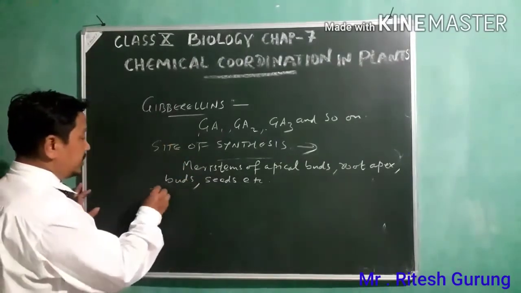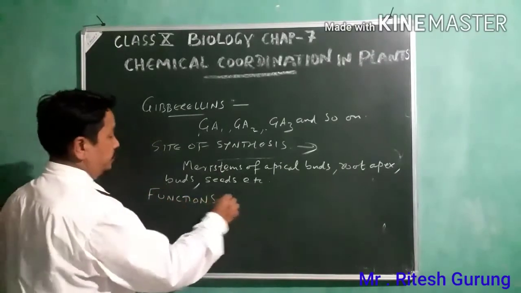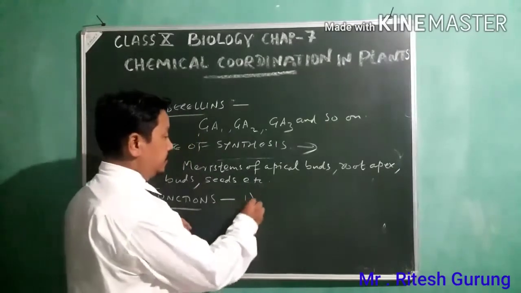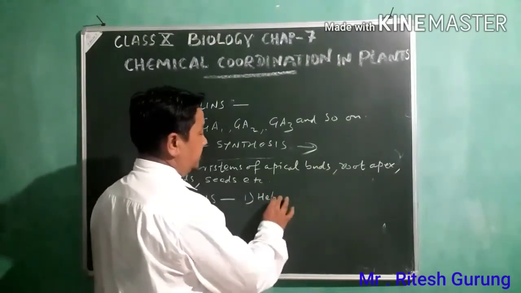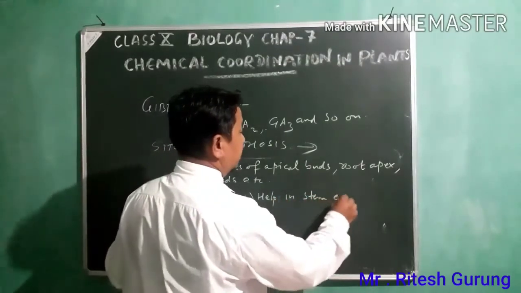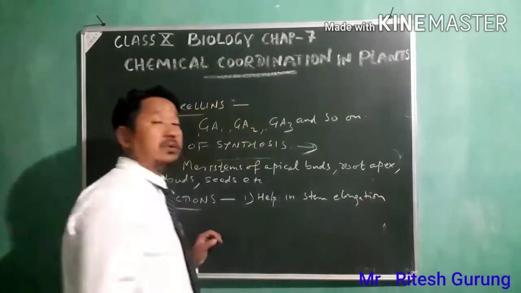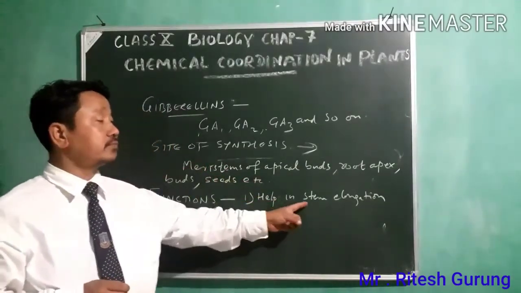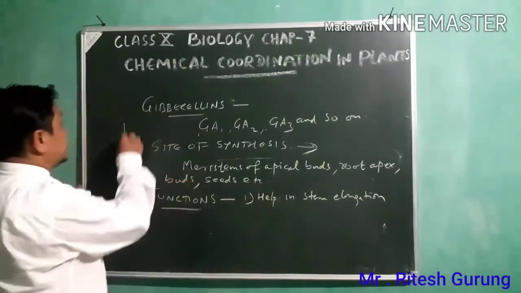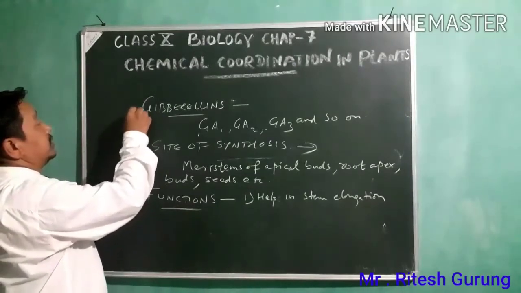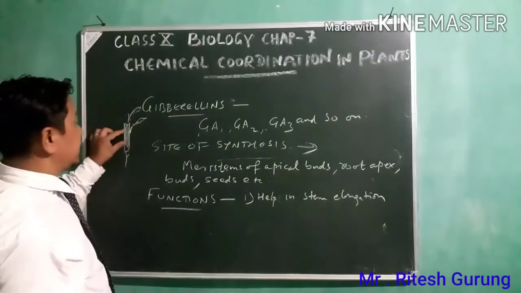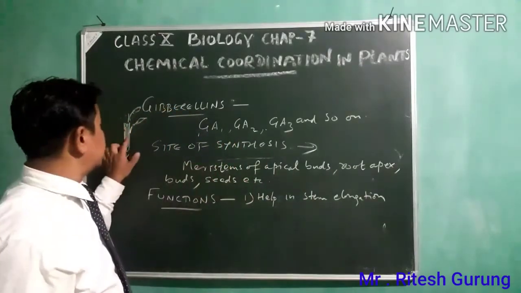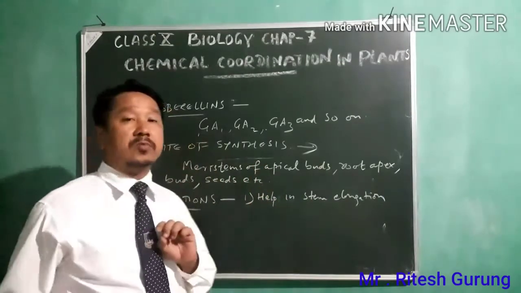Now let us directly go to the functions. It helps in stem elongation. So this is also a type of growth hormone, which initiates the growth. How does it initiate the growth? By elongating the stem. Suppose this is the plant, leaves out here, the different portions out here. So this is the stem. The elongation of the stem is initiated or influenced by this hormone, called gibberellins.